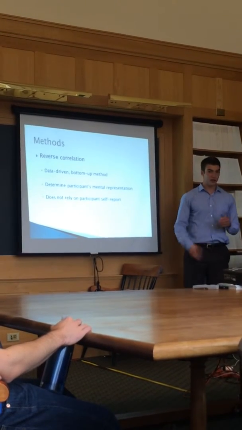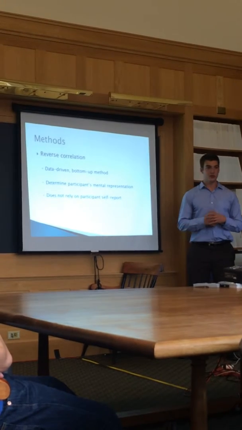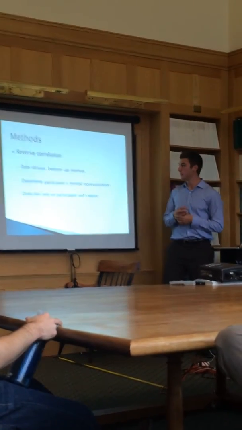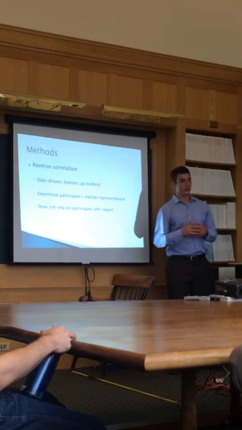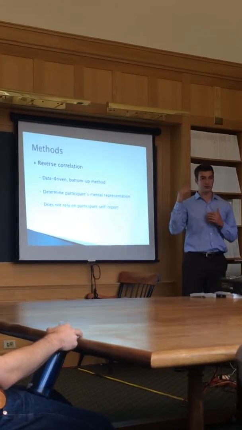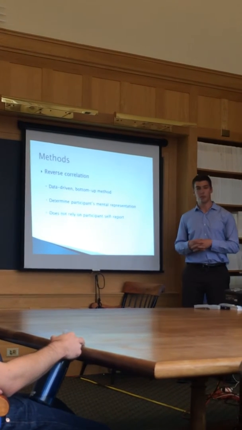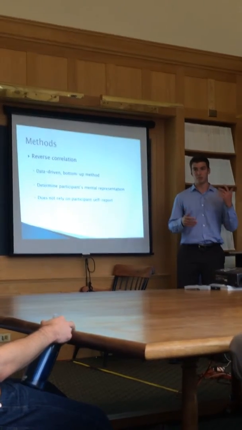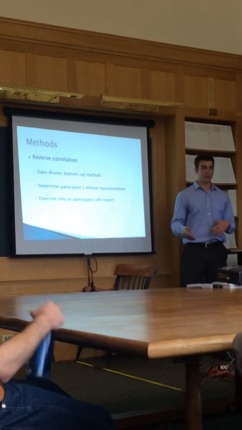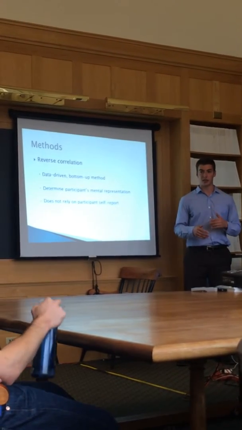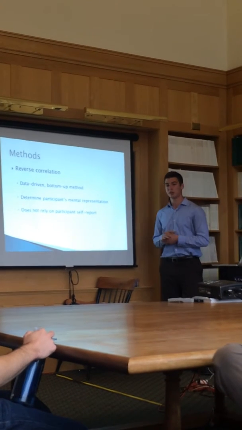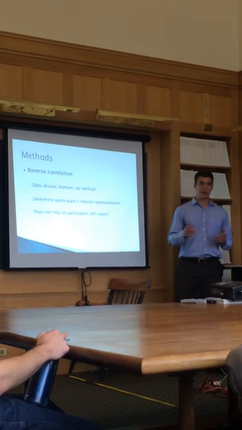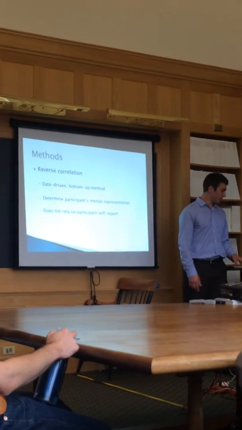So on to the methods. The main method I used was this somewhat recent technique called reverse correlation. And it's this very data-driven bottom-up method to determine what a participant's mental representation of another face is. And it doesn't rely on participant self-report. So in the past, there were studies where you could have a participant draw a face, or select features that looked like a person's face, but this reverse correlation method allows us to avoid this participant self-report bias and really get at what the mental representation of this person is.